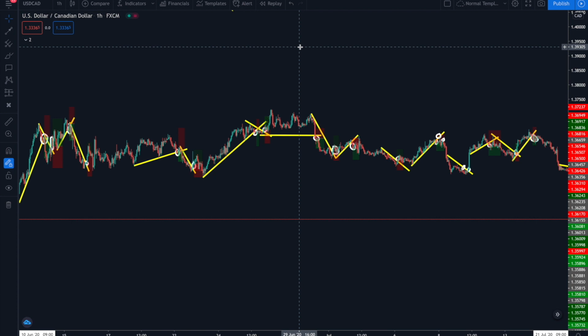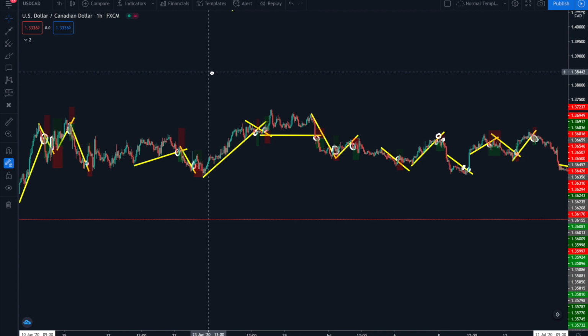Okay, now let's talk about the exits. One of the beautiful things about this strategy is that the exits are actually based on the same indicator that the entries are based on. So, what does that mean?